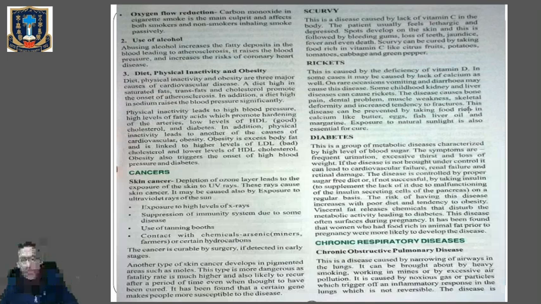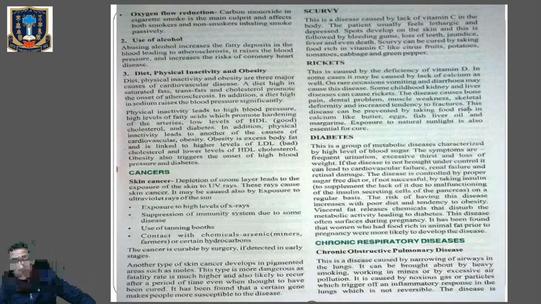Scurvy, next one. A disease caused by the lack of vitamin C in the body. Patients feel lethargic, depressed. Spots develop on the skin, followed by bleeding gums, loss of teeth, jaundice, fever, and even death. And it can be cured by taking food which is rich in vitamin C, like citrus fruit, potatoes, tomatoes, cabbage, and certain green pepper.